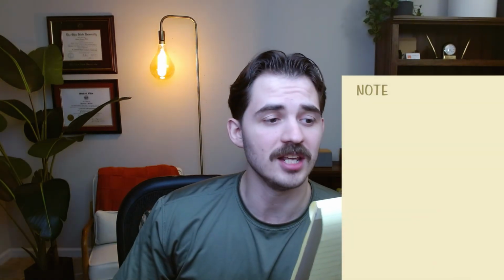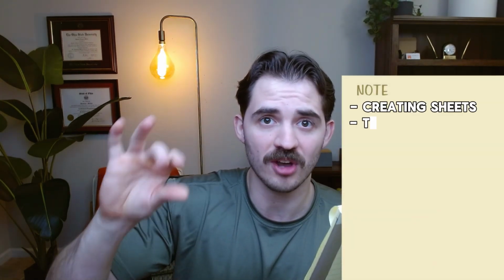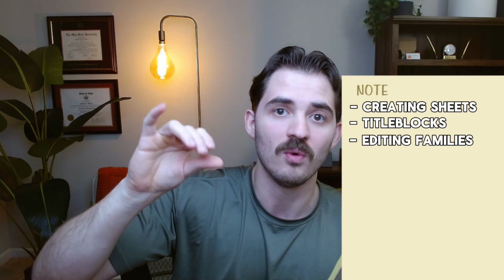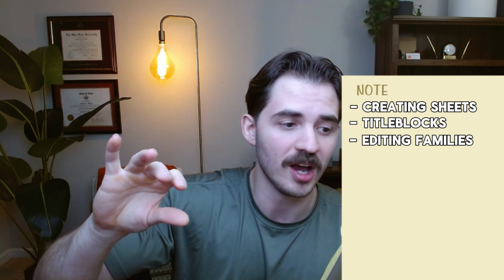Today we are going to start to see our project deliverables come together. So we're going to be creating new sheets. We're going to be working with title blocks. We're going to talk about how we can get into a family, make some changes, load that into our project without saving the family and screwing up the file forever.